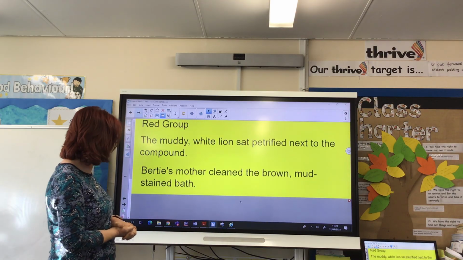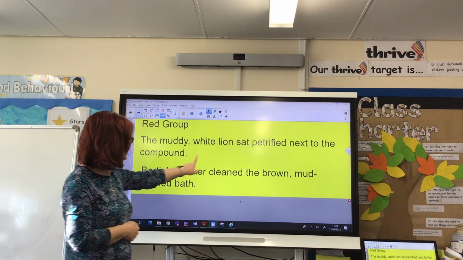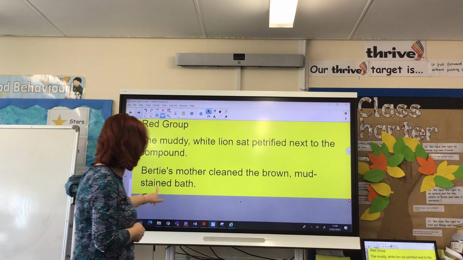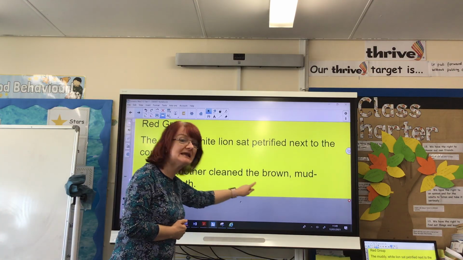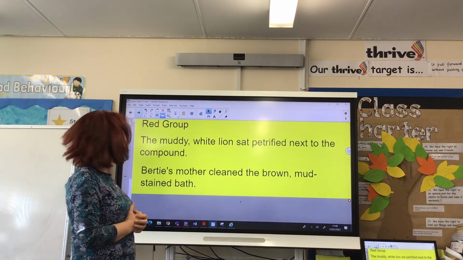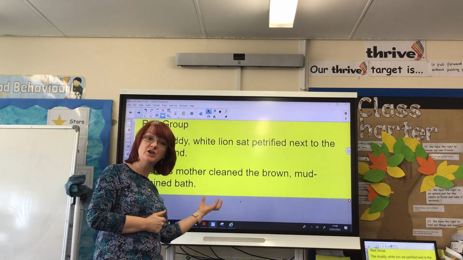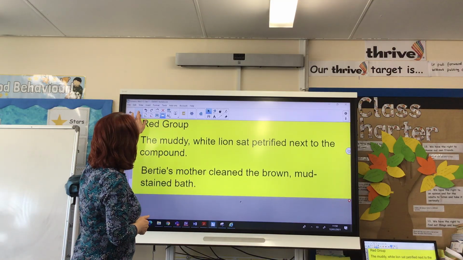Let's have a look at this next one. I wonder where the verb is. So we've got that sentence. Bertie's mother cleaned the brown mud-stained bath. Where's the doing word in that? Well, it's cleaned. So now I've got my sentence. So if you're in red group today, you're going to turn your noun phrases into sentences for me.